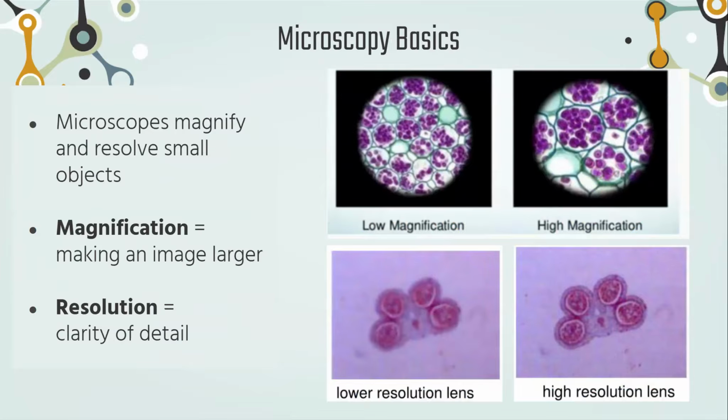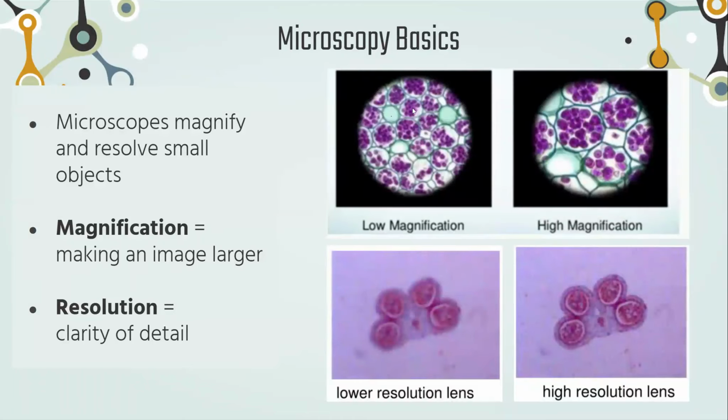We use a tool called a microscope to look at cells because they're so tiny. Microscopes are used to magnify and resolve small objects. We look at two things when we're looking into a microscope, and that is magnification and resolution. Magnification means to make an image larger.